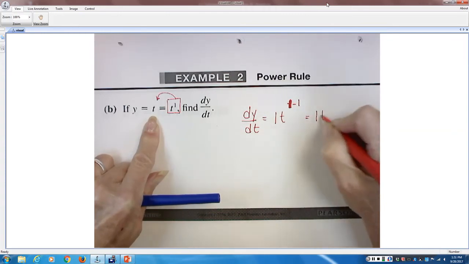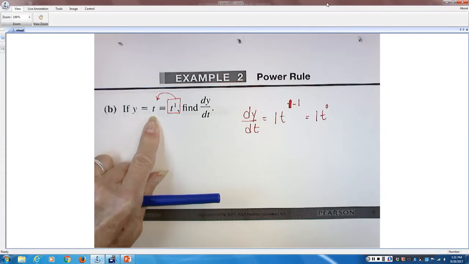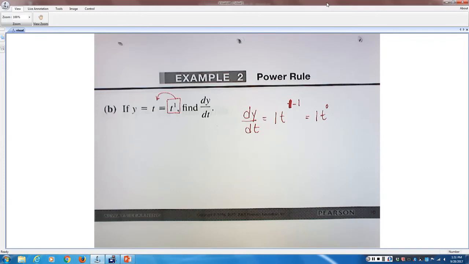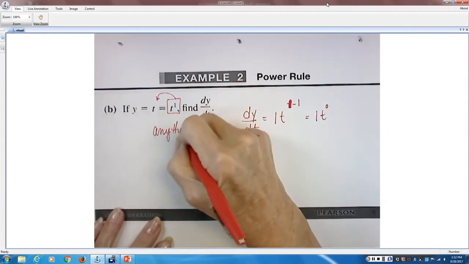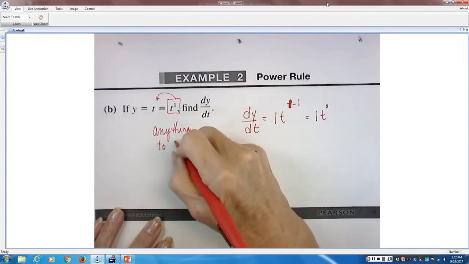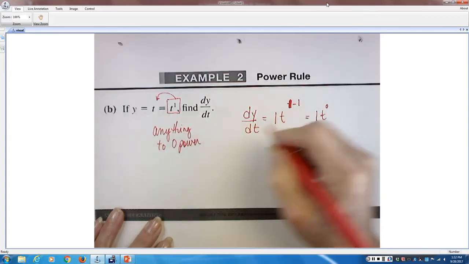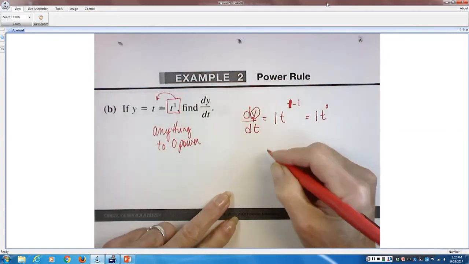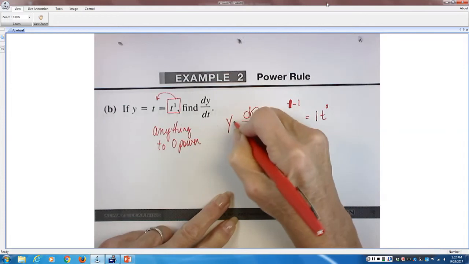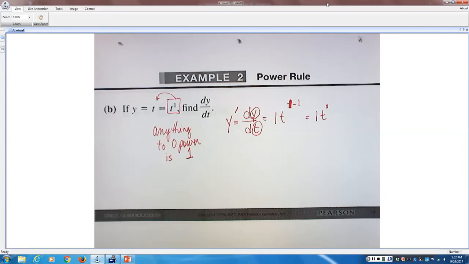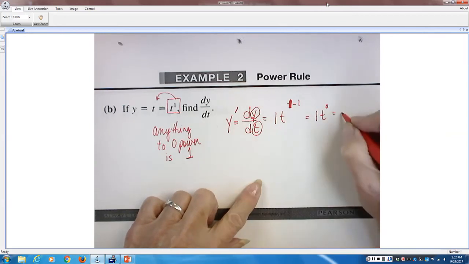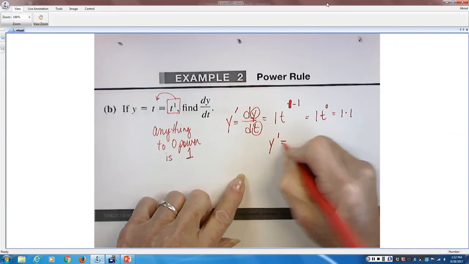But what is t to the 0 power? 0? Is t to the 0 0? What is anything to the 0 power? It's 1. Okay, the y is right here. This is the derivative of y with respect to t, and that's the same as saying y prime. But you have to remember, anything to the 0 power is 1. So that tells you then that 1 times t to the 0 is 1 times 1. So y prime is equal to 1.